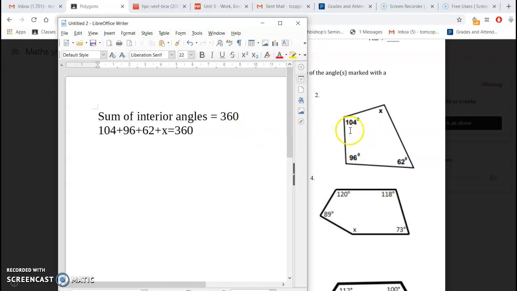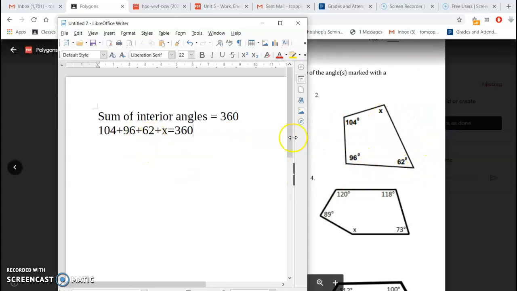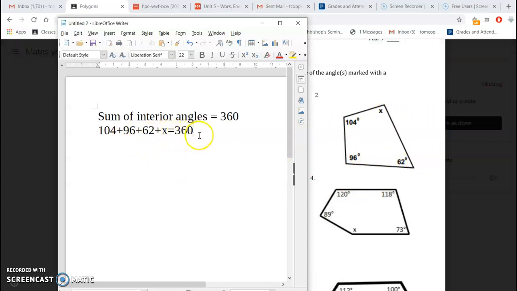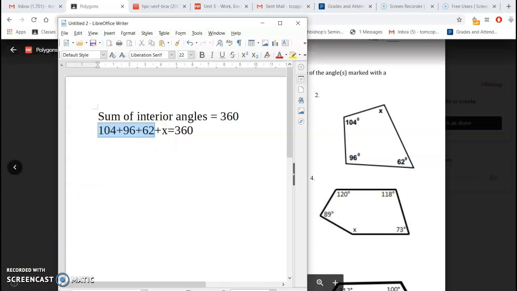So at this stage we have 104, which is here, we have 96, which is here, we have 62, which is here, and we have x, which is here, is equal to 360 degrees. Now sum means addition, so when you see the word sum, it means add. So we're adding the numbers together. So x, you don't know x. So the first thing we do is we add these three numbers together.